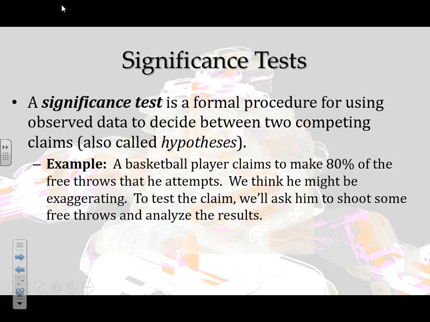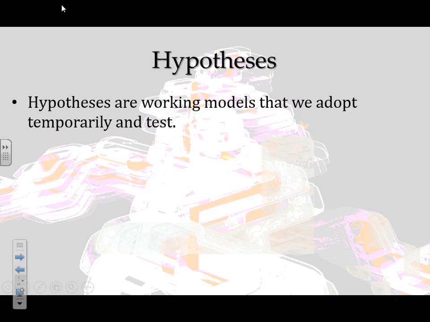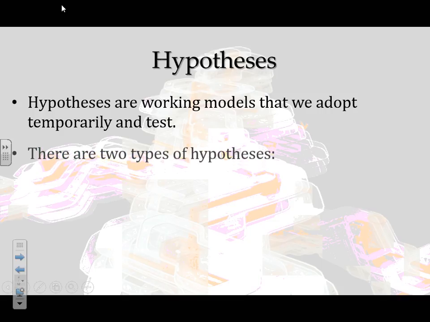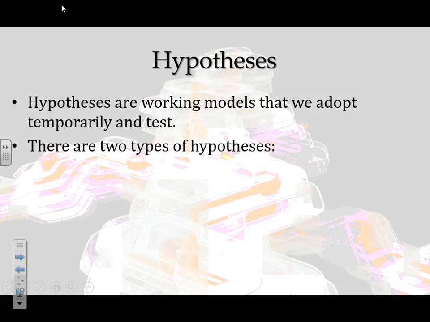We'd calculate the percentage of free throws that he makes and compare it to what he claims. Okay, so that's the whole idea behind a hypothesis test. We're looking at these two competing claims. So the hypotheses are those claims. They're working models that we adopt temporarily to test. So for the time being, we would assume he shoots 80% versus our claim that he would shoot less than 80%. Those are just hypotheses that we take temporarily until we run our test and decide what we're going to do. So there are two different hypotheses to work with in each test.